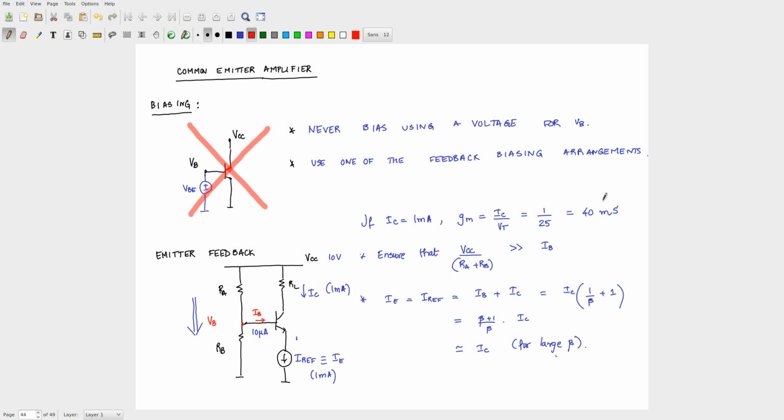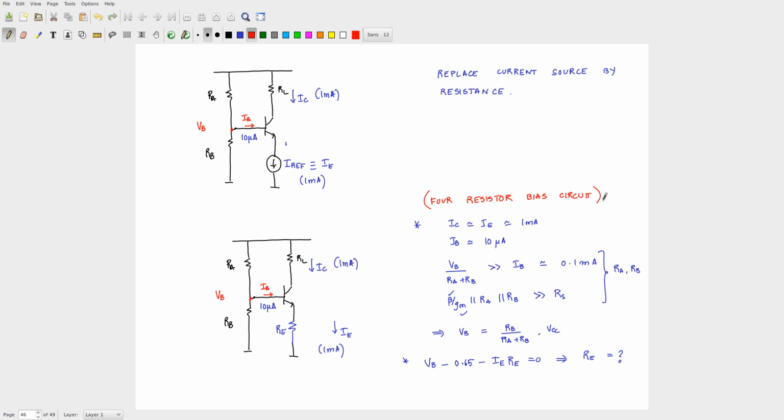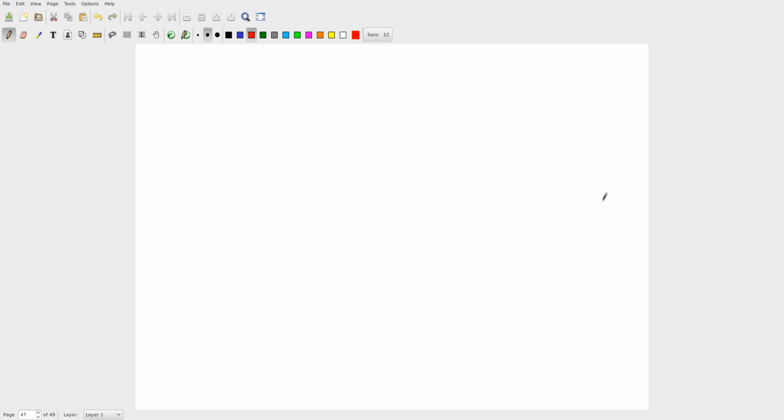Then we looked at one typical biasing arrangement, which derives from the source feedback arrangement, or equivalently the emitter feedback arrangement. We looked at an amplifier, right, including that kind of arrangement. And then I discussed that more practically we replace that current source with a resistor, and this kind of biasing arrangement is called the 4 resistor biasing circuit. Okay. I just do one other thing for you to just think about, and we can close with that.